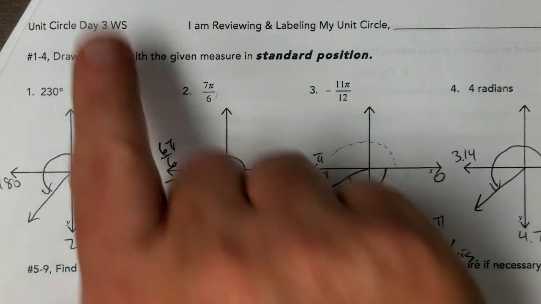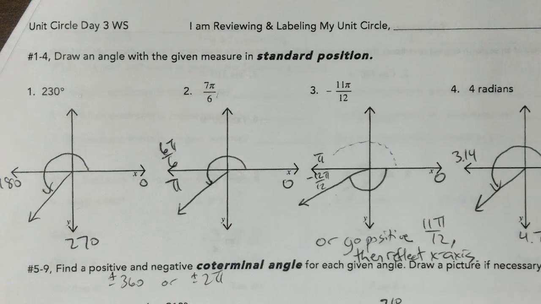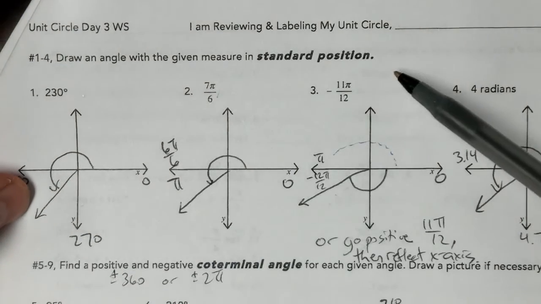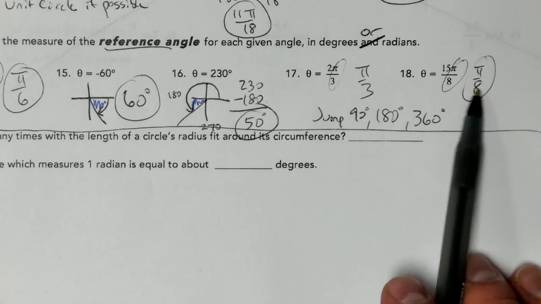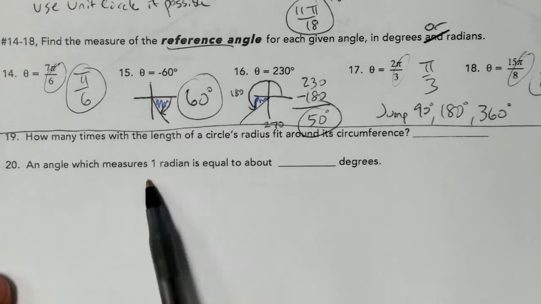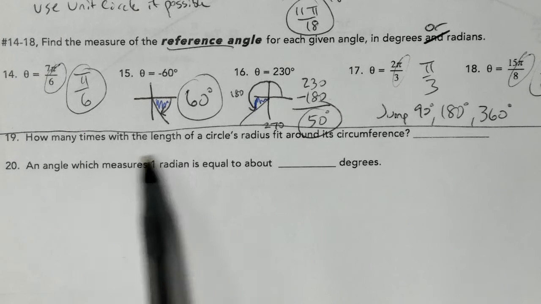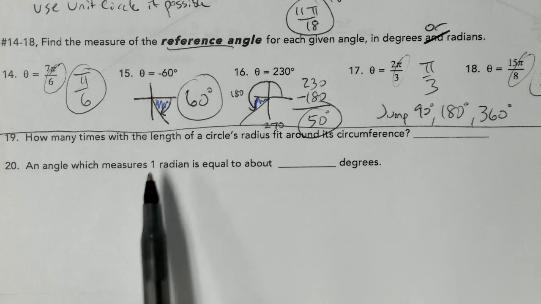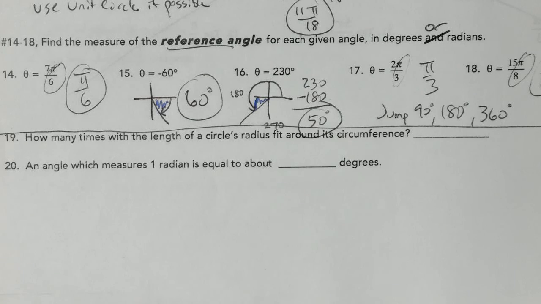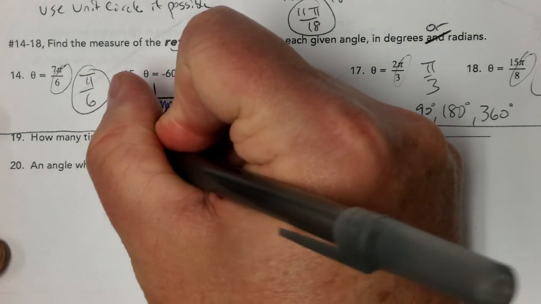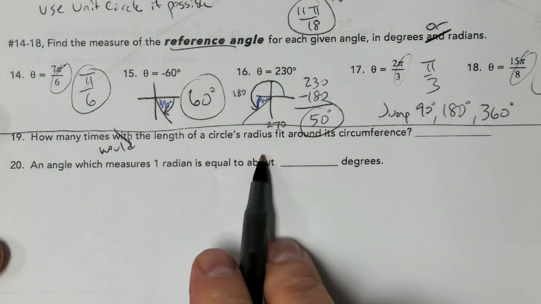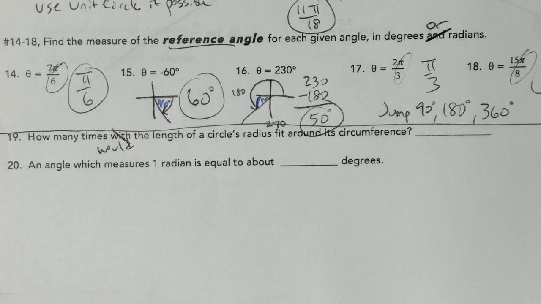Okay, so we're continuing this page that we were on Thursday last week. We finished 18, which was pi over 8. On number 19, it says how many times, this should be would instead of with. How many times would the length of the radius fit around the circumference?